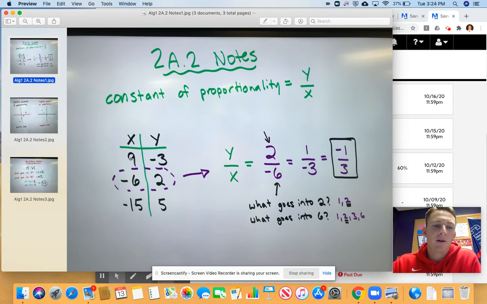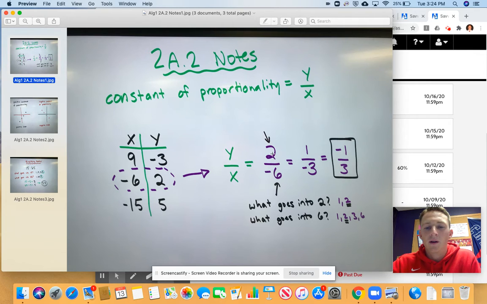We have a table here of the points (9, -3), (-6, 2), and (-15, 5). And if we want to find the constant of proportionality, we're just going to take the y over the x and simplify. So I'm just picking a random point here, (-6, 2). Let's write the y on top and the x on bottom. So we have 2 over -6, the y over the x.